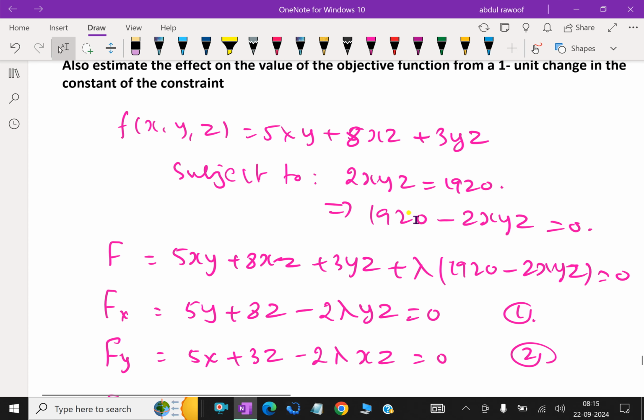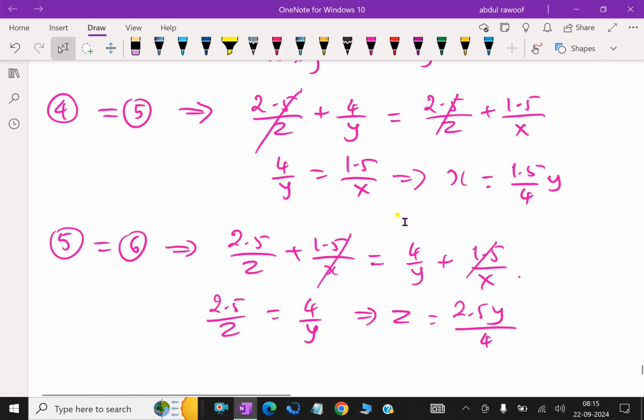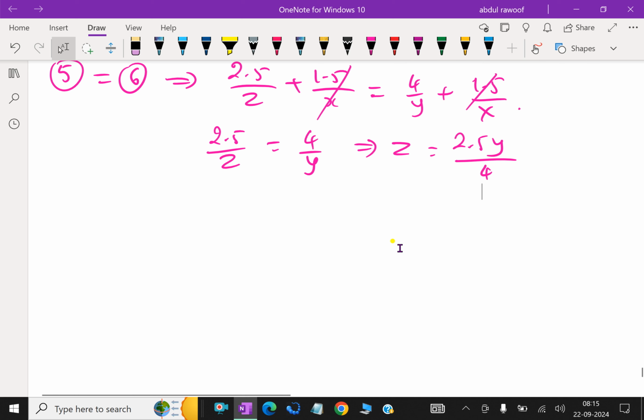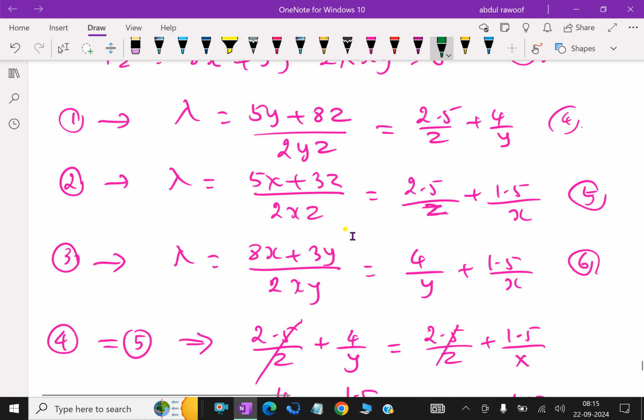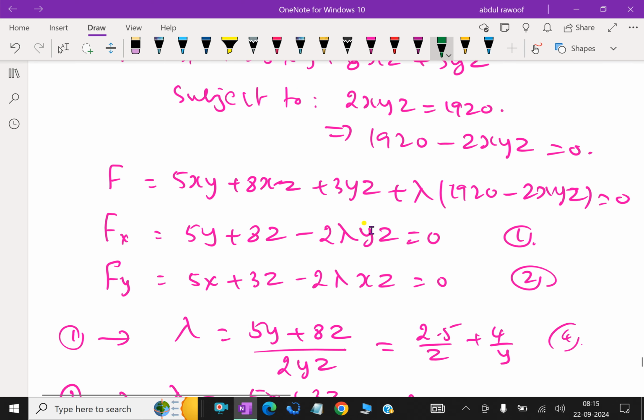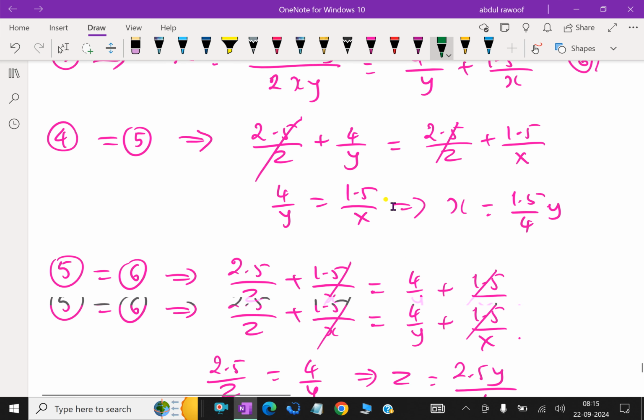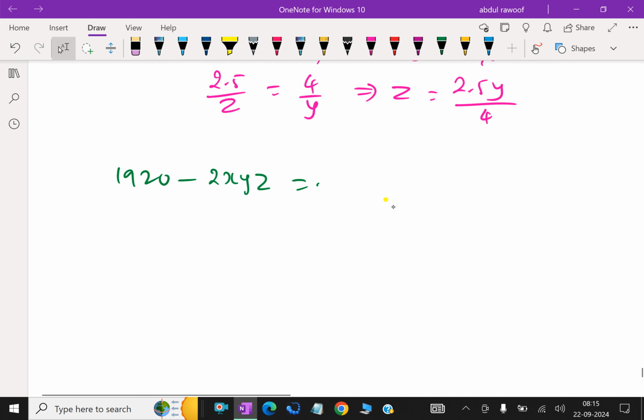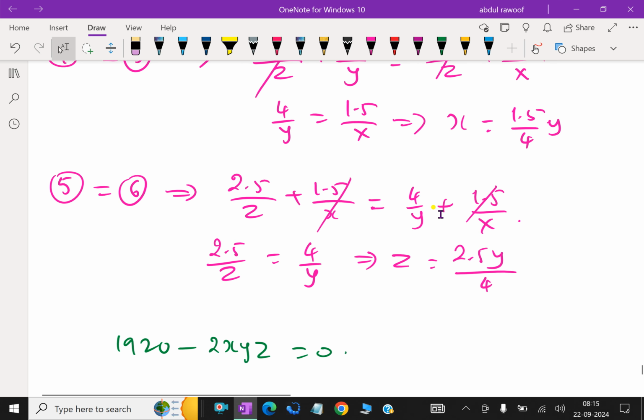1920 minus 2xyz equals 0. Now the equation 1920 minus 2xyz equals 0, we are having that equation. Substituting the values of x and y.